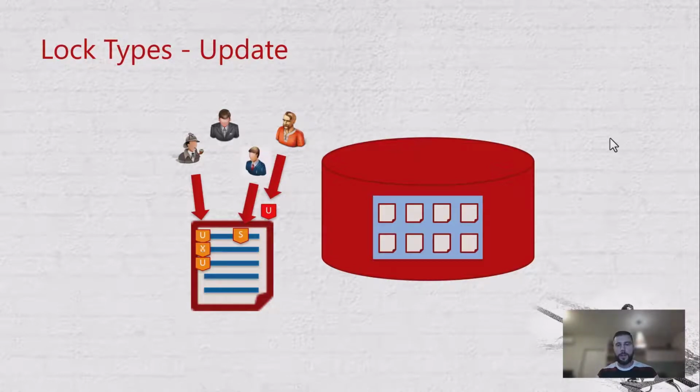Okay? After all the rows are found, SQL Server converts the update lock to an exclusive lock to do the actual data modification. And if there are shared locks on some of the rows, that conversion cannot happen until the shared locks are released. When the shared locks are released, the update lock is converted to an exclusive lock, and here the data modification starts. And after that, no other processes can access the data. No update locks, no shared locks.